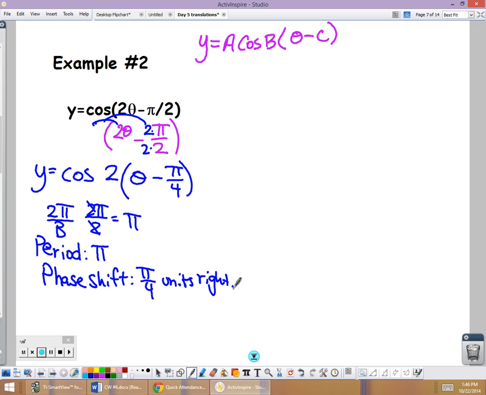Alright, so let's do our 0 to 2 pi to figure out where do we start and where do we stop. So our 0 to 2 pi, we go 0, 2 pi, all thetas in between. That is our normal period for a cosine. But now we have something different in here. So let's look at this. From 0 to 2 pi, 2 theta minus pi over 2.